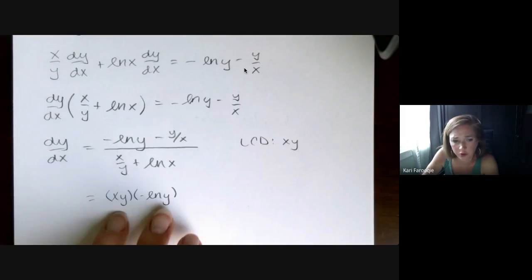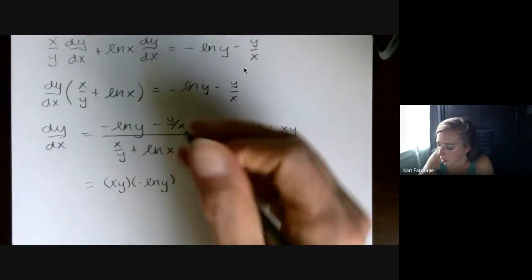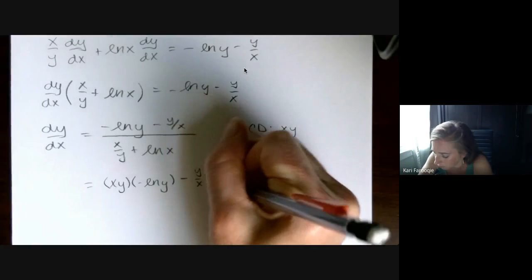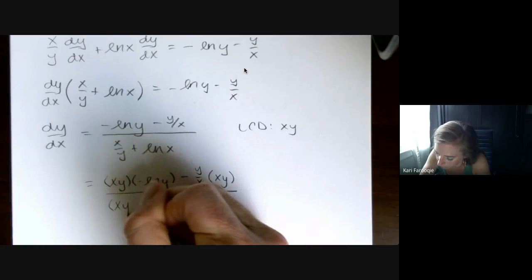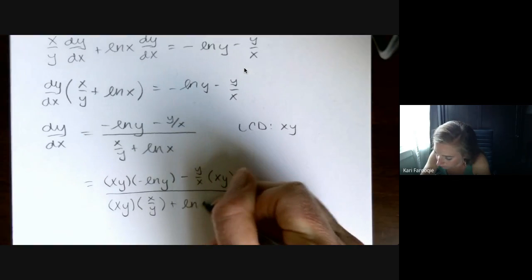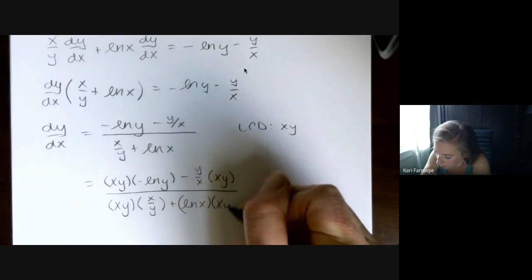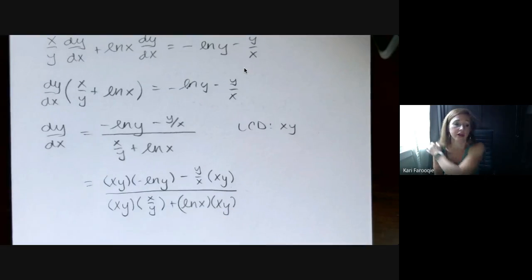I'm kind of careful to put parentheses around both of these because I don't want it to look like xy minus ln y. It's getting multiplied by negative ln y. And then again, I don't want it to look like the xy is getting multiplied by this x inside the natural log. So I'm adding some parentheses around that natural log x so it's very clear it's getting multiplied by the whole natural log.